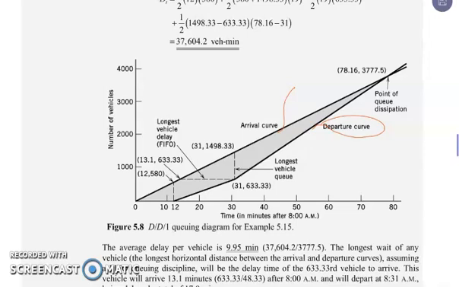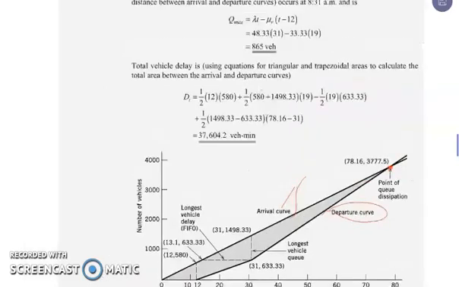And of course from this you could identify the point of intersection of the arrival curve and the departure curve, wherein that point of intersection is the point of Q dissipation. Which means all vehicles that arrived have already departed, and based on this example, they departed after 78.16 minutes to be exact, which is at 9 a.m. and 18 minutes. So it departed at 9:18 a.m. So all the 3,777.5 vehicles that arrived, all of them departed, even the last queue. The queue dissipated at 9:18 a.m.